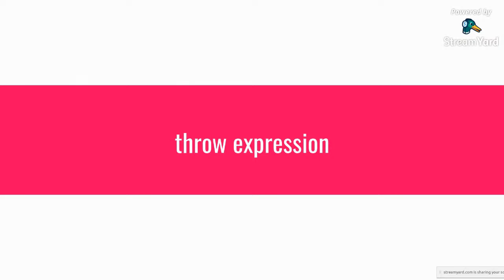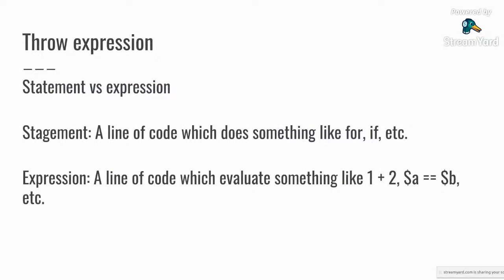Then PHP 8 converted throw into an expression. So we just discussed that. What is the difference between a statement and an expression? A statement is a line of code which does something. For example, for, if, they're doing something. And an expression is something which evaluates and returns a value. For example, 1 plus 2, a equal to b, it will return true.